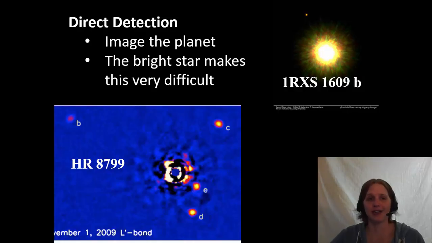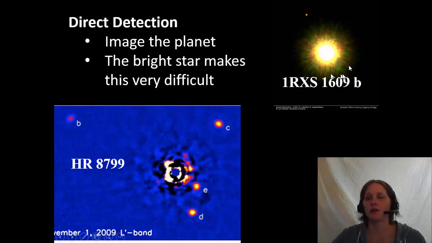First one, direct detection, means you actually take a picture of the planet. So let me show you some of the best examples we have. It's really difficult to take a picture of a planet because it's going to be so close to the bright star, and usually the camera will just be saturated by the star and we won't even see the planet.